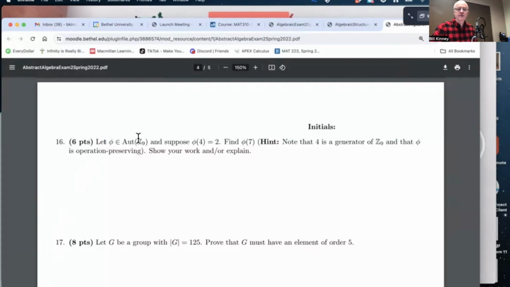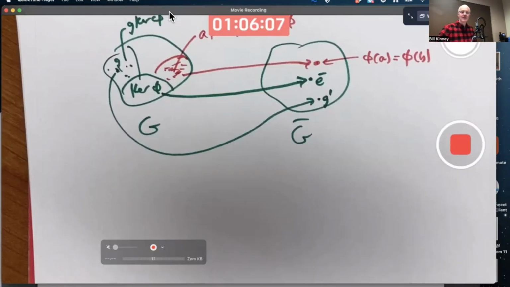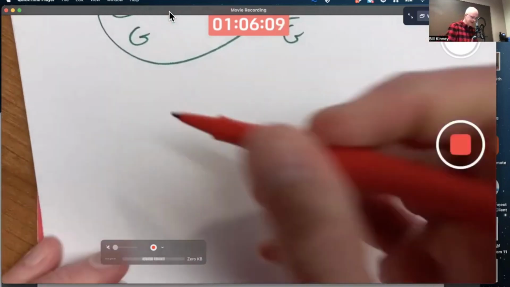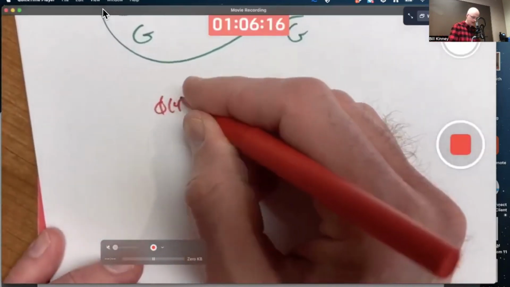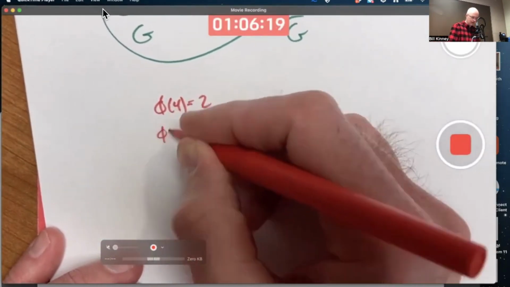If you've got an automorphism of Z9, meaning an isomorphism from Z9 to itself, suppose phi of 4 equals 2, find phi of 7. With a hint: 4 is a generator of Z9 and phi is operation preserving because we're assuming it's an automorphism. Phi of 4 equals 7. Is that what it said? Phi of 4 equals 2, excuse me. What is phi of 7?